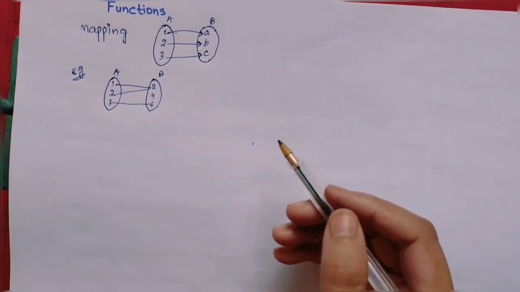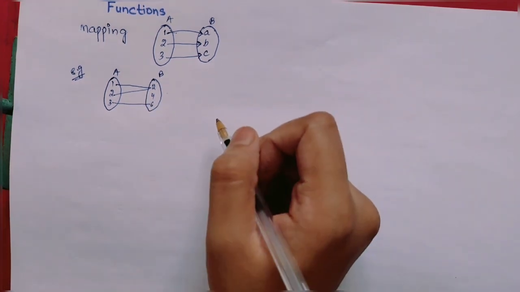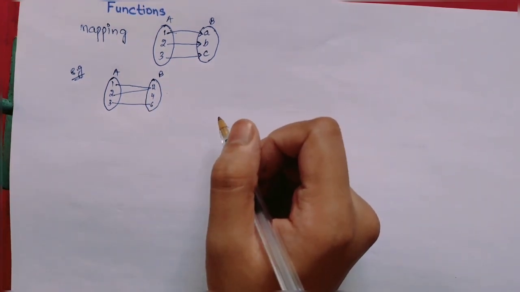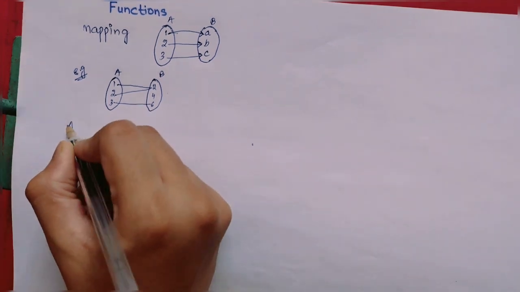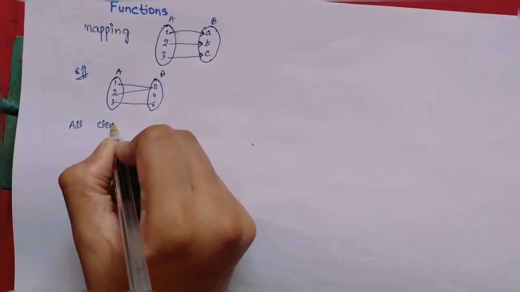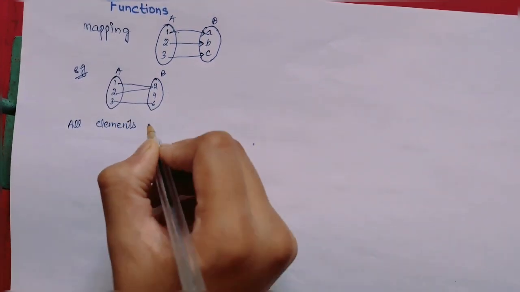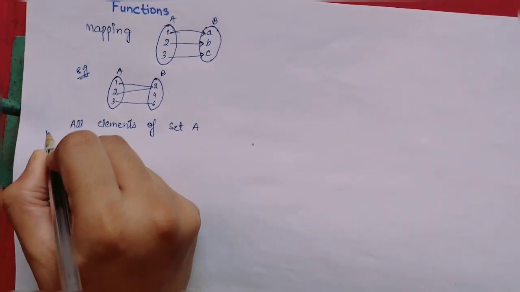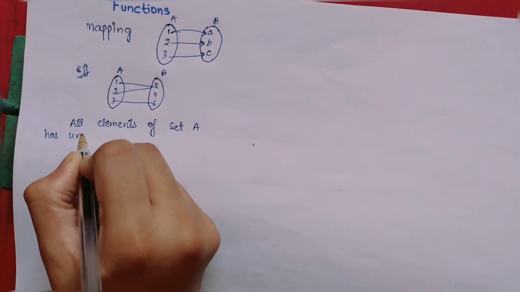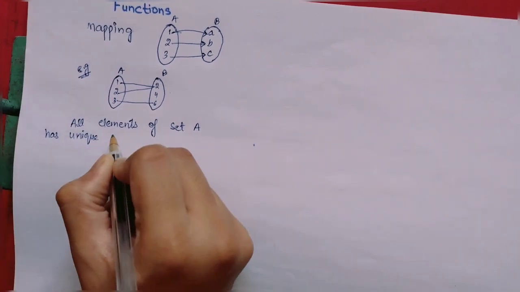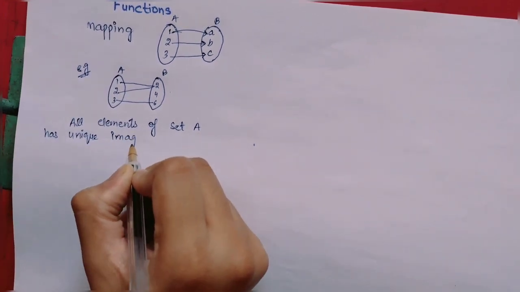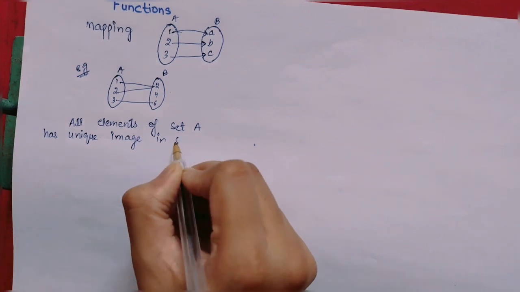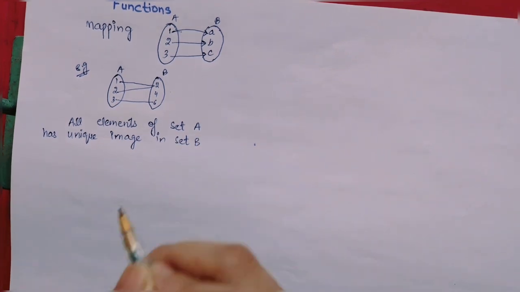So this is the definition of a function, and a function is basically a mapping in which all elements of set A have a unique image in the set B. Always.